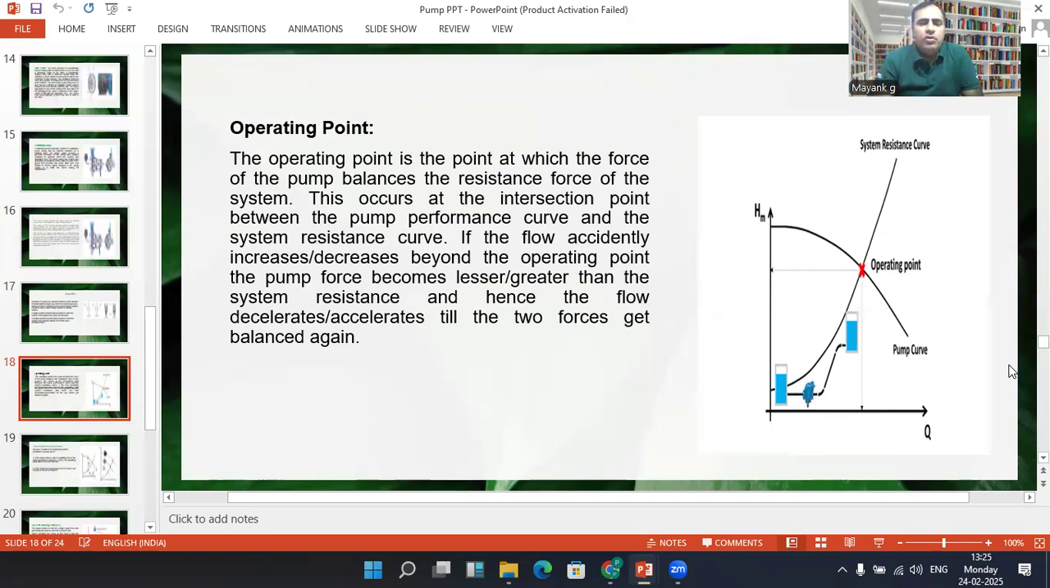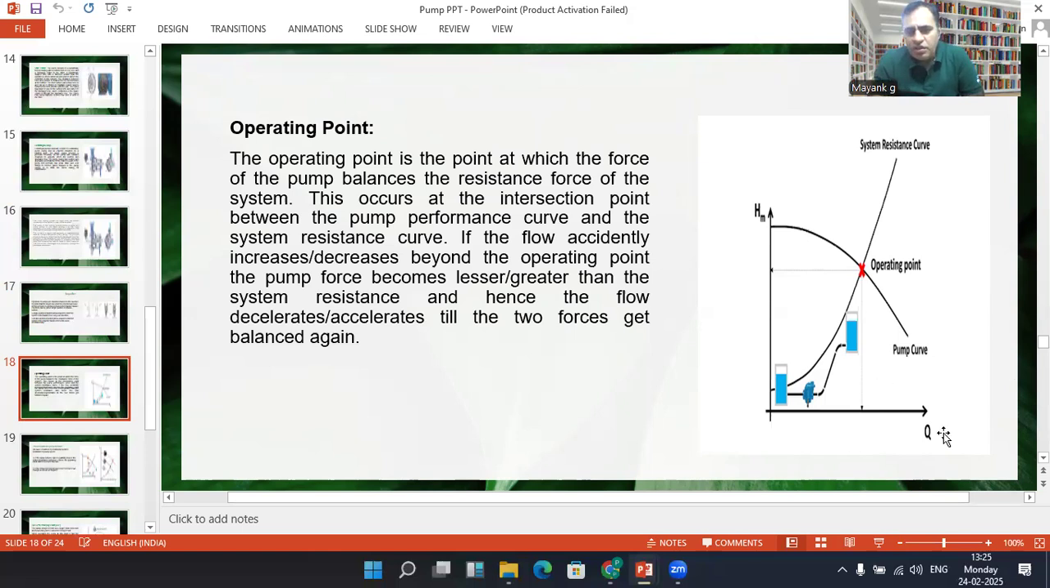Operating point. Every centrifugal pump has an operating point, and it is that point at which the force of the pump balances the resistive force of the system. This occurs at the intersection point between the pump performance curve and the system resistance curve. If the flow accidentally increases or decreases beyond the operating point, the pump force becomes lesser or greater than the system resistance, and the flow either decelerates or accelerates until the forces get balanced again.